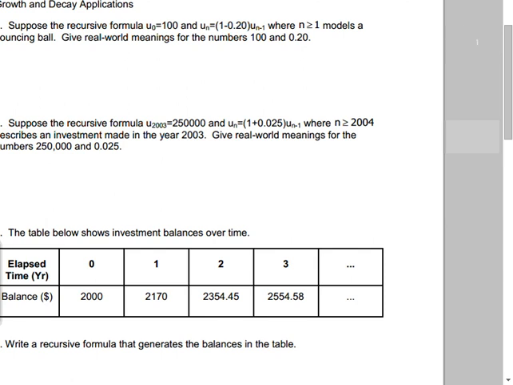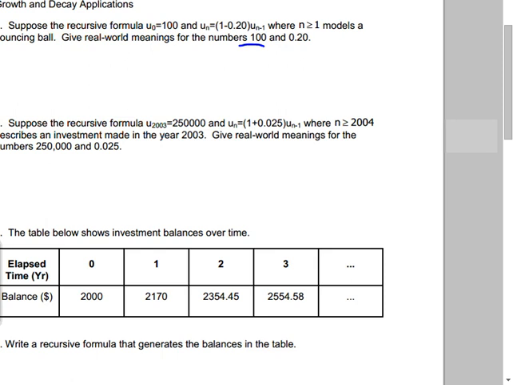So, number 1 is a simple one. It's just give the real world meaning for this. All I'm saying is, is 100 like the number of chickens in Bolivia? Probably not. Let's look at what 100 might be in the real world here. It's starting with 100. Don't say starting value. It has to do with the question at hand. Is it about cats? It's about bouncing balls. So what do you think the 100 is?